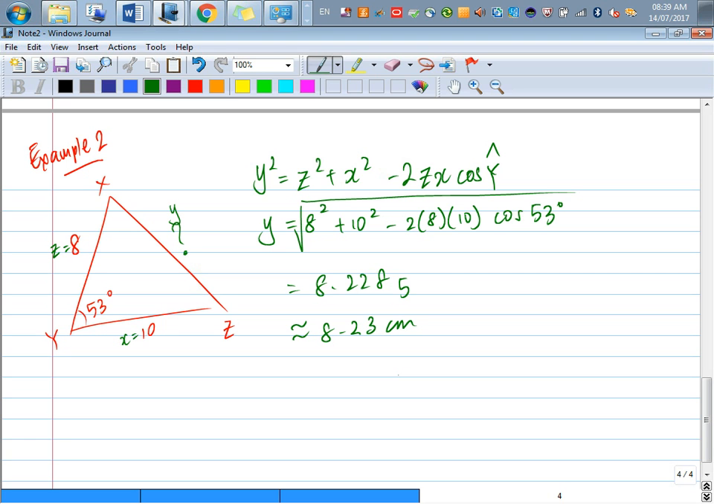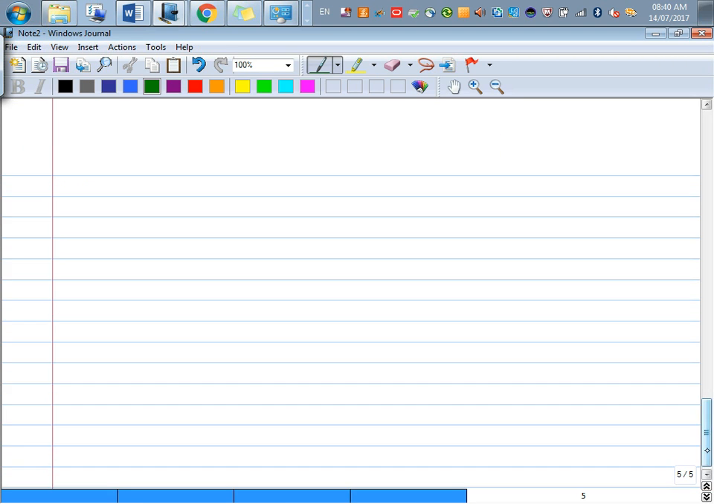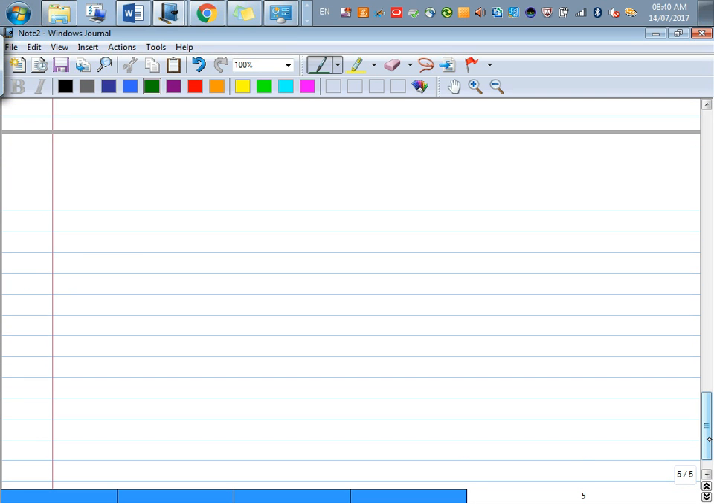One last type of question that you may see. Still on cosine rule. But this time it is on page 66. You are given 3 sides of a triangle. And then they ask you to find an angle.